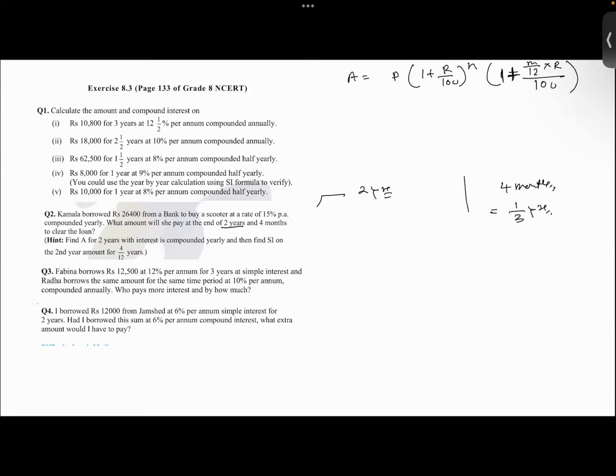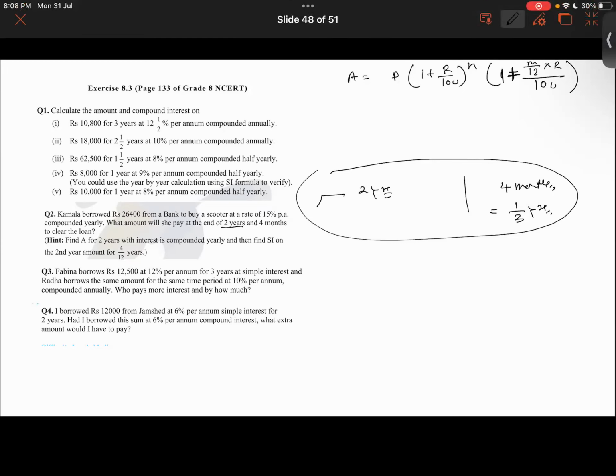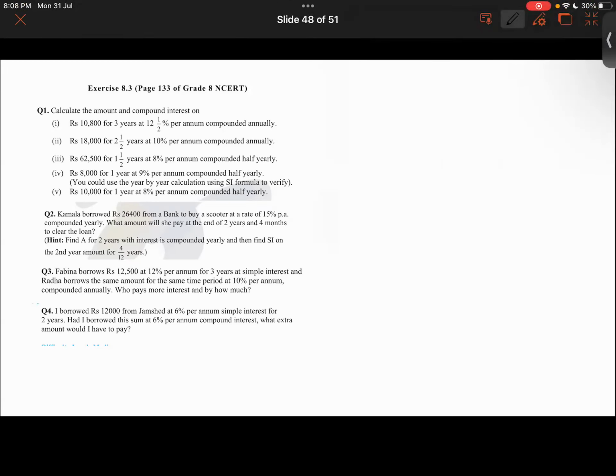So for this question, let's go with this method. Okay. Should we solve this one, or will you be able to solve this one? There are many remaining questions in the exercise. We can solve this. Okay, you can solve it. Okay, then. Yeah. Question number 3.